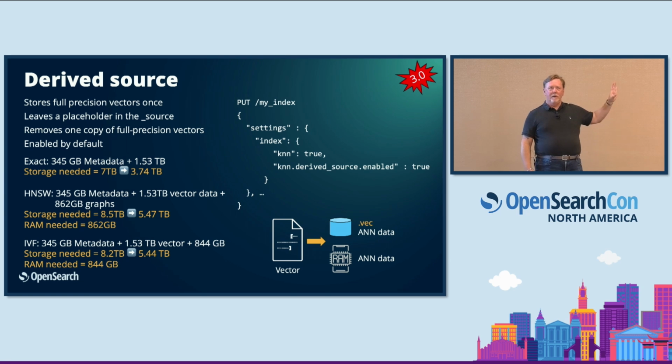In terms of resilience, all of the normal ways that you do resilience with OpenSearch still apply. So if this node goes, this .vec file is just the same as any of the other Lucene files that are sitting on the file system. It's not different. It's on the file system.